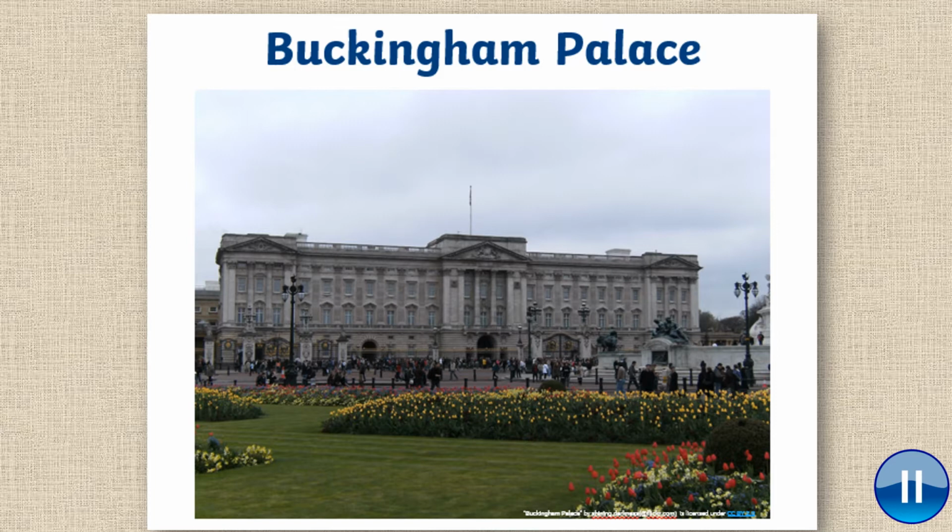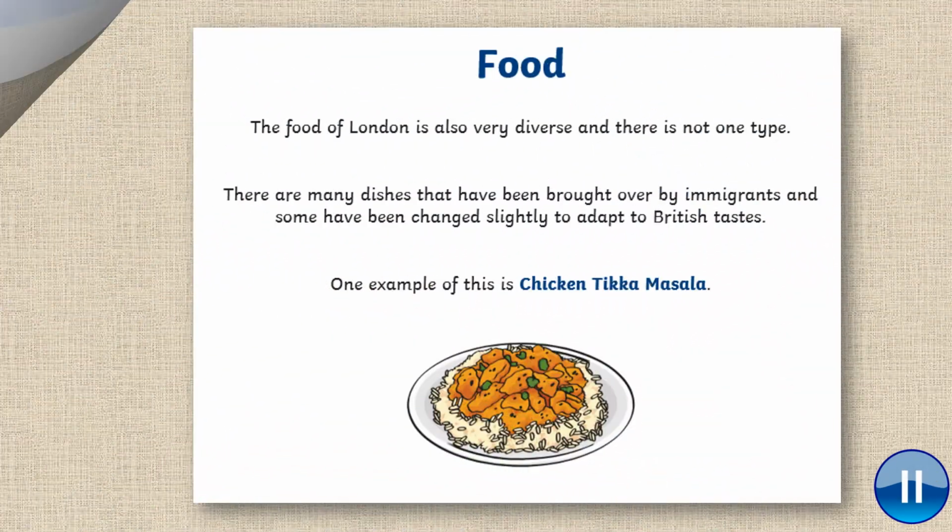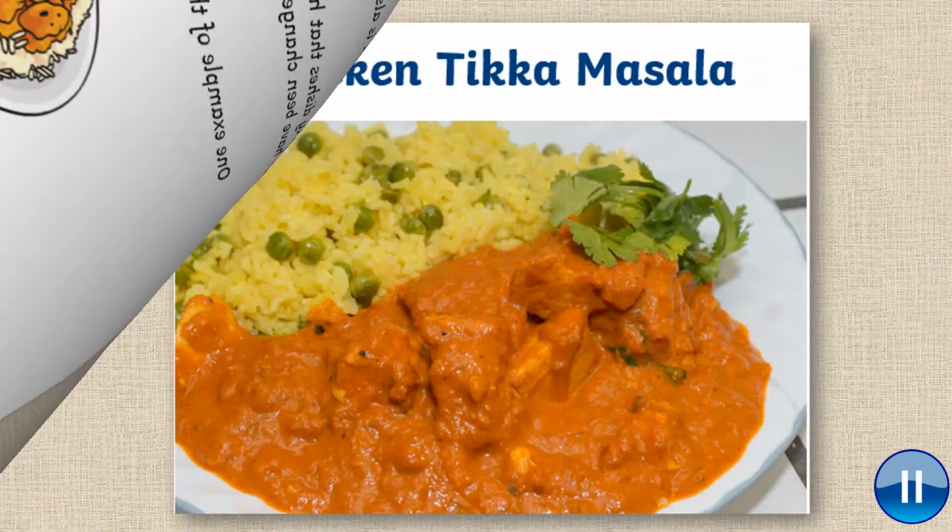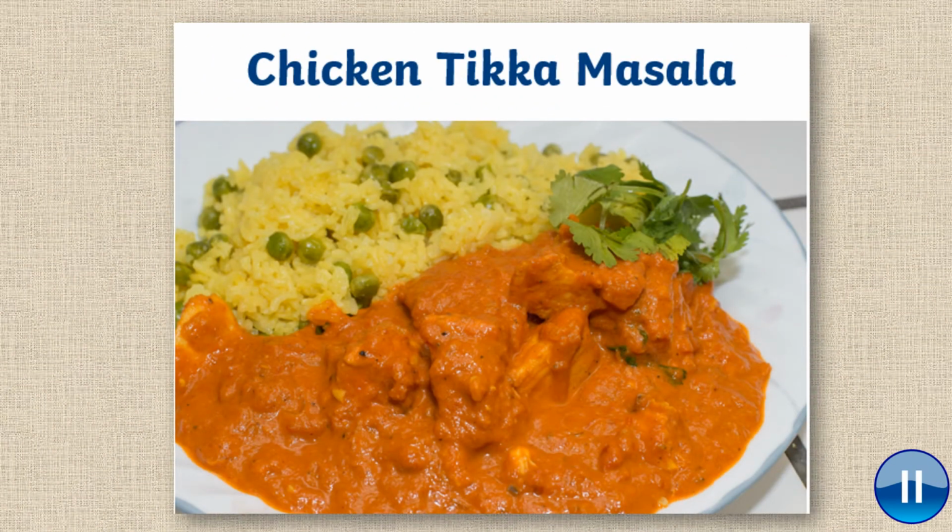This is a lovely photograph of Buckingham Palace. The food of London is also very diverse and different, and there is not one type of food. There are many dishes that have been brought over by immigrants, and some have been changed slightly to adapt to British taste. One example is the Indian meal, the chicken tikka masala. And this is a chicken tikka masala. It looks absolutely gorgeous.